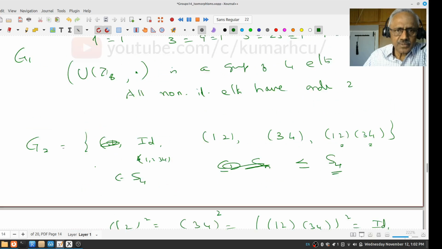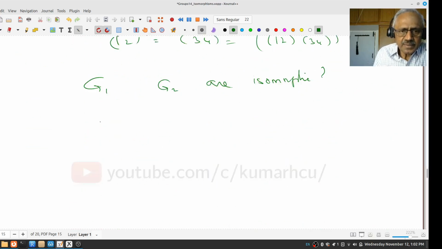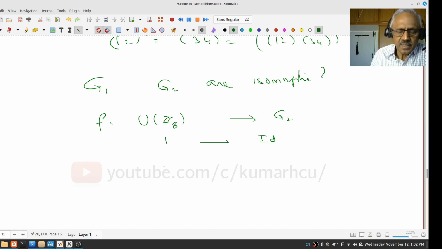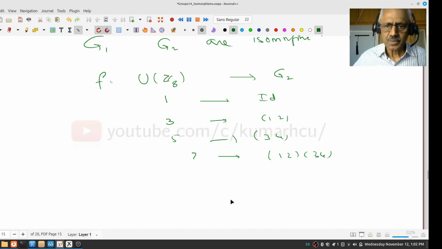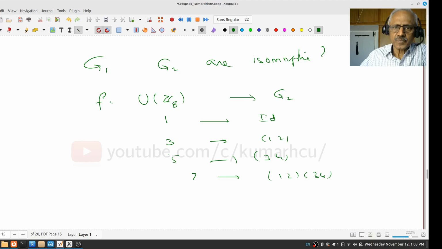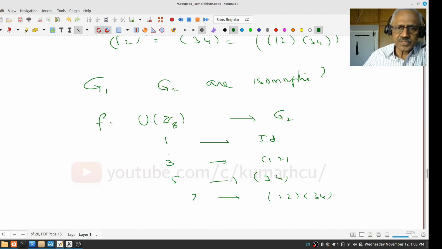So what do you think I will do? I will take F from U of Z8 to G2. Where will I map 1 to? I will map 1 to the identity here. And where will I map 3? It does not matter where I map. It may be (1 2). And 5, I'll map it to (3 4). 7, I'll map it to (1 2)(3 4). And we also saw something much more interesting.